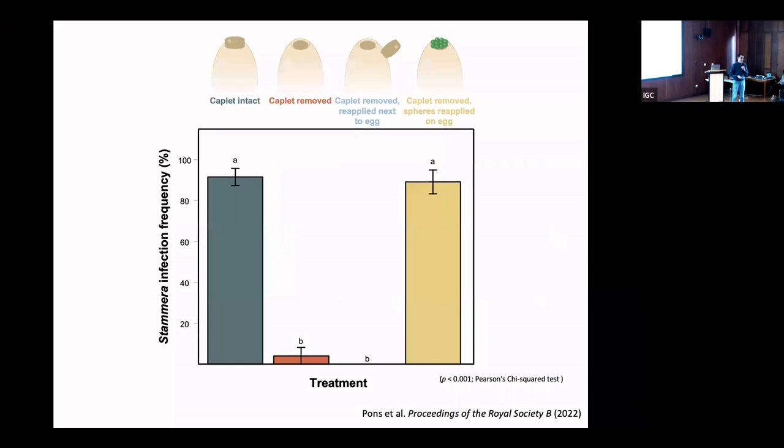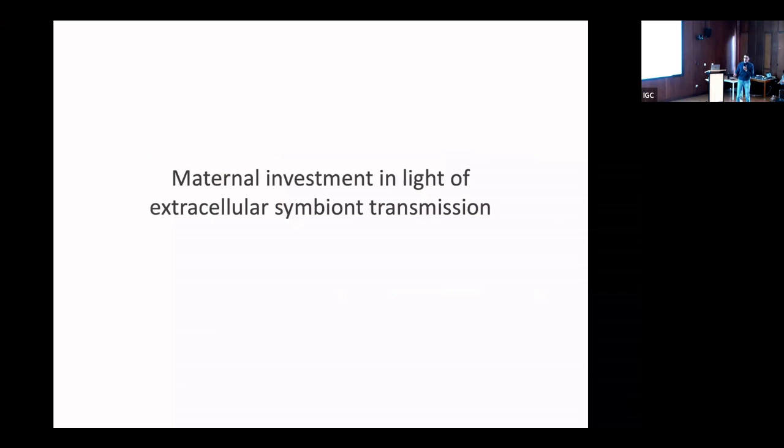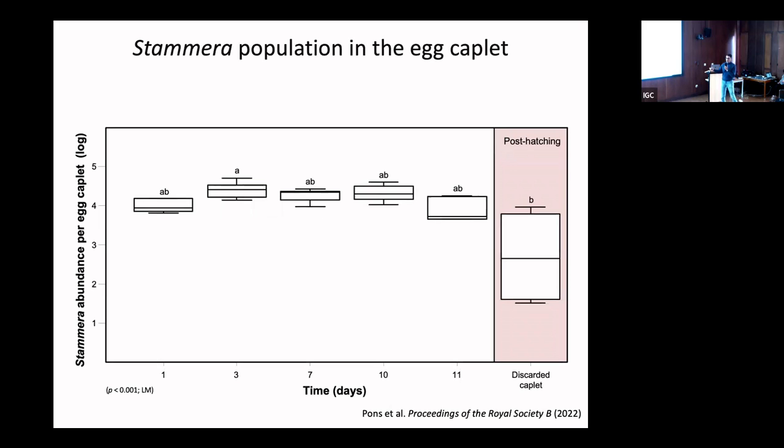Then Ines wanted to follow through by examining and characterizing the maternal investments that go into the vertical propagation of the symbiosis. The reason Ines asked that question is because she followed the symbiont titers throughout egg development and embryo development within the chorion. And what she found was that the symbiont population is quite stable between day 1 and day 11, the number of days that are required from oviposition to eclosion.